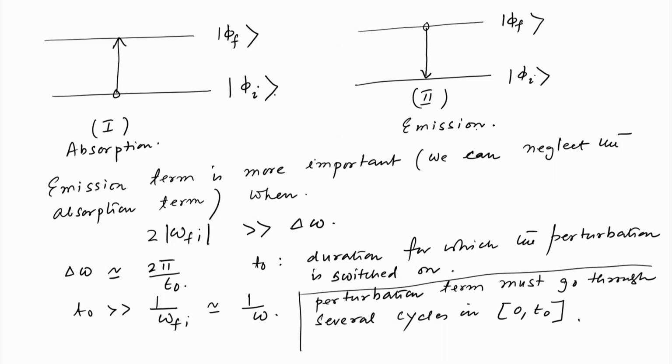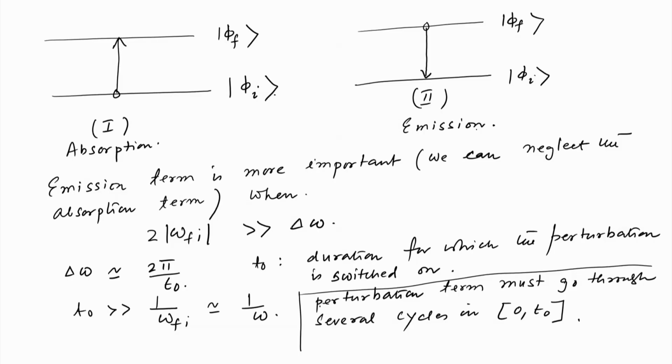Now, if t 0 is of the order of 1 over omega, we have a situation where the perturbation is linearly varying with time, in which case it is not possible to neglect or rather separate out these two terms such that we can concentrate on one at the expense of another. So, we will take this to be true, that the perturbation term must go through several cycles. So, it is rapidly oscillating during the time that the perturbation is switched on.